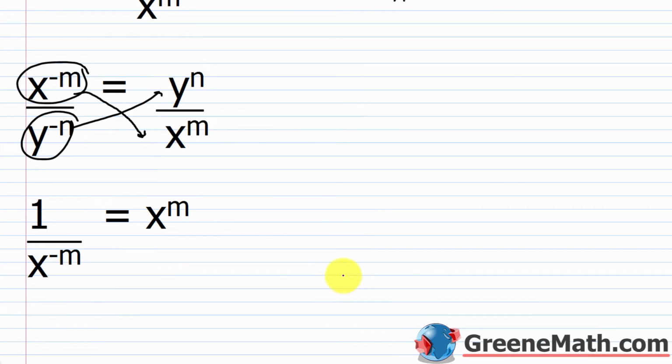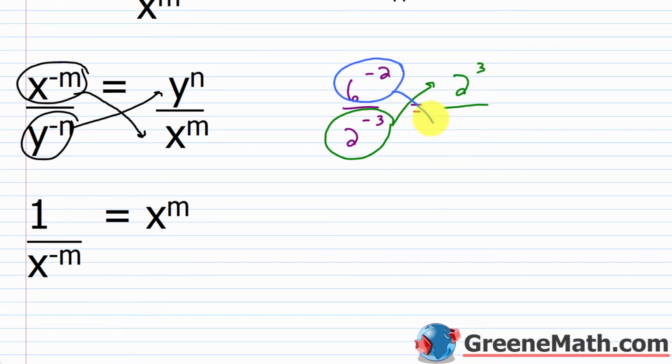So as an example with some numbers, let's say you had something like 6 to the power of negative 2, and this is over, let's say, 2 to the power of negative 3. What we can do is take this one right here and bring it into the numerator. We just have to make the exponent positive. So this would be 2 cubed. And then we can take this one right here, bring it into the denominator. We just have to make the exponent positive. So that would be 6 squared.